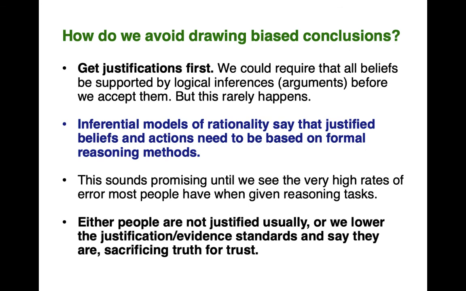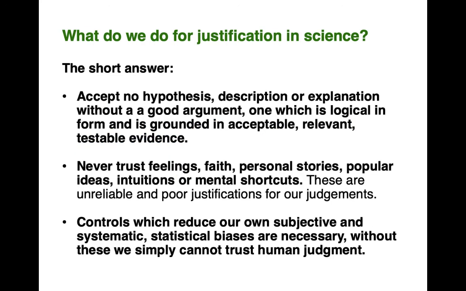So how do we avoid drawing biased conclusions? Bias is always there. How do we control for it? We get justifications first before we make judgments. We could require that all beliefs be supported by logical inferences, arguments, before we accept them. We should, but this rarely happens. Models of rationality based on arguments, inferential models, say that justified beliefs and actions need to be based on formal reasoning methods. This sounds promising until we see the very high rates of error most people have when given reasoning tasks. Either people are not justified usually in their judgments, or we lower the justification evidence standards and say they are, sacrificing truth for trust.